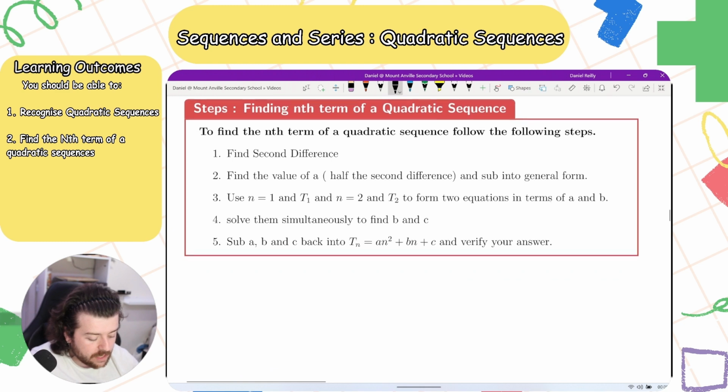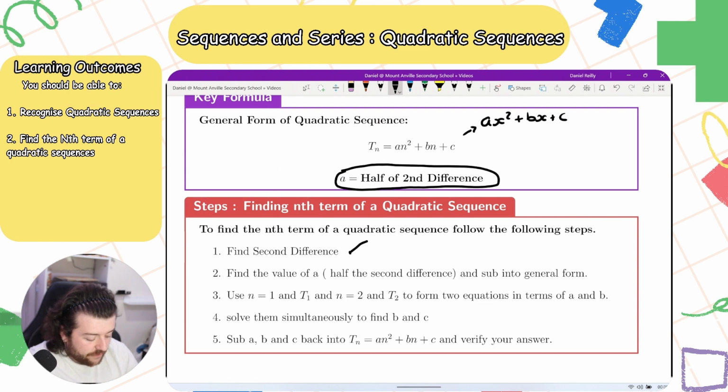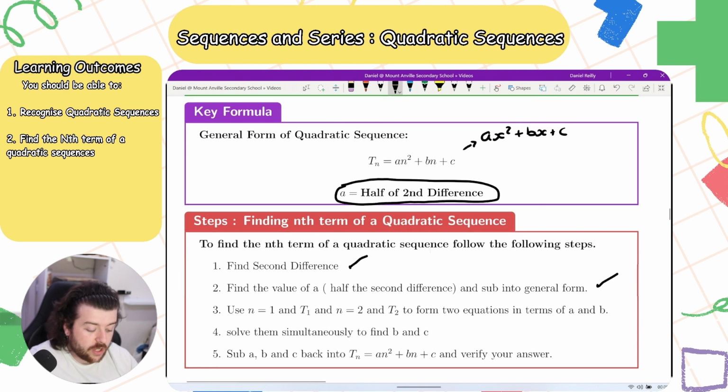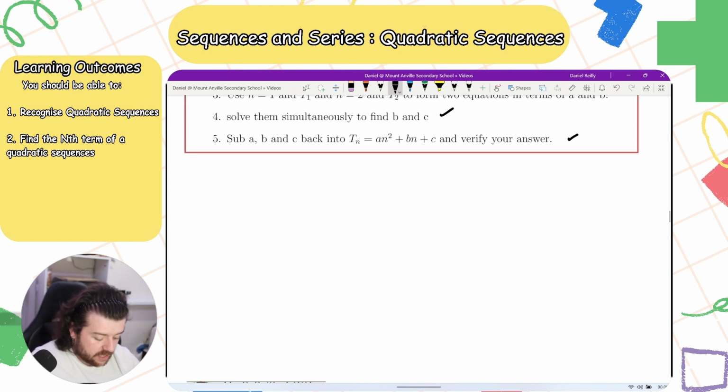So we want to be able to find the nth term of a quadratic sequence. How do we do that? First of all, we find the second difference. We find the value of a by halving it and subbing it into our formula. Then we do what we do when we're finding a and d of an arithmetic sequence. We sub in n as 1 and the first term and get an equation for b and c, then sub in n as 2 and the second term and get another equation for b and c. Solve them simultaneously to find b and c, and then sub them all back into our original expression.